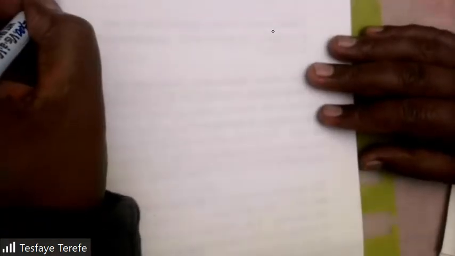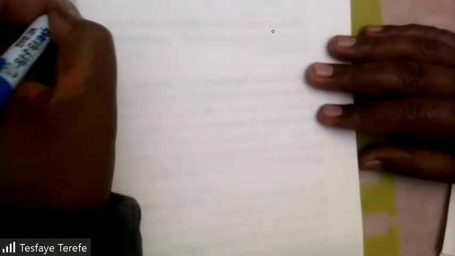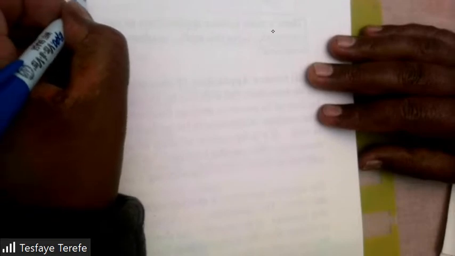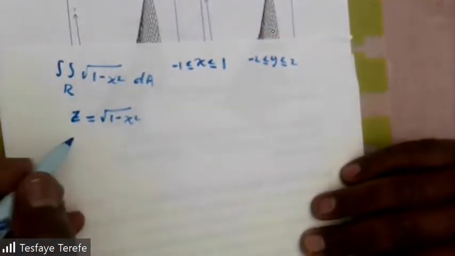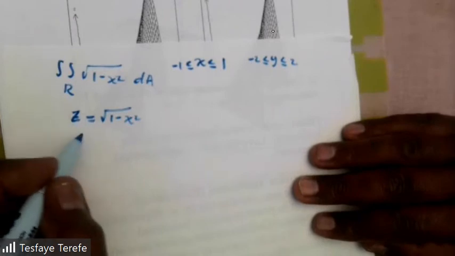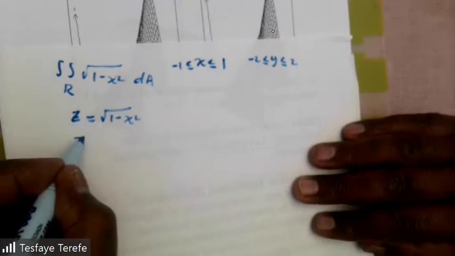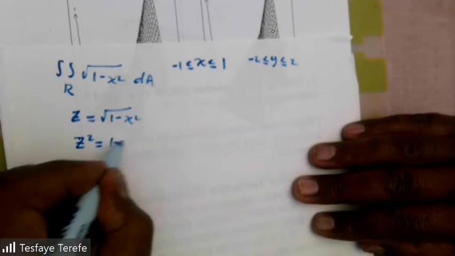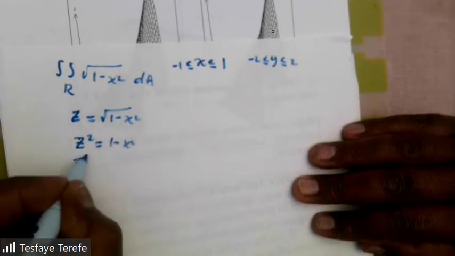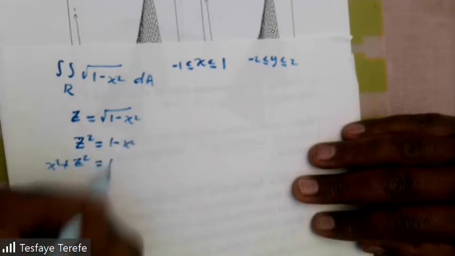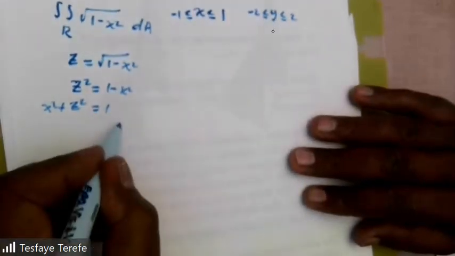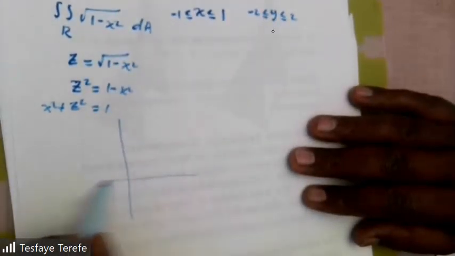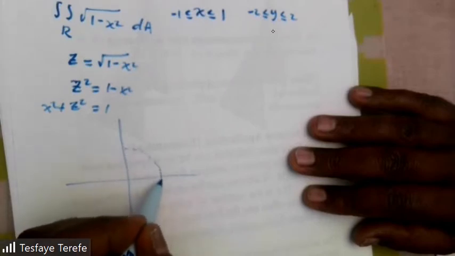Then let us see the integrand. That is z, the height, which equals what? The square root of 1 minus x squared. Let me simplify and see it. z squared equals 1 minus x squared, and z squared plus x squared is equal to 1. Actually, this is going to be a circle of radius 1.